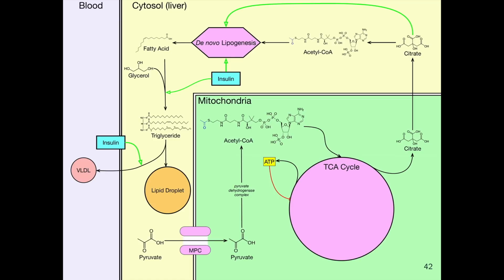And citrate itself, when it builds up, it upregulates the production of fat. That makes sense. We've got to put it somewhere. And insulin upregulates the production of fat as well. And that fat can either be stored as a lipid droplet in the liver, or it can be packaged as VLDL and exported for storage elsewhere in the body, such as in fat cells.